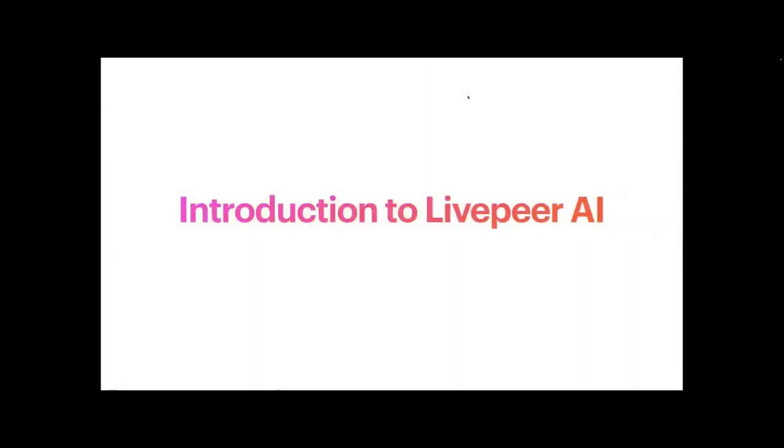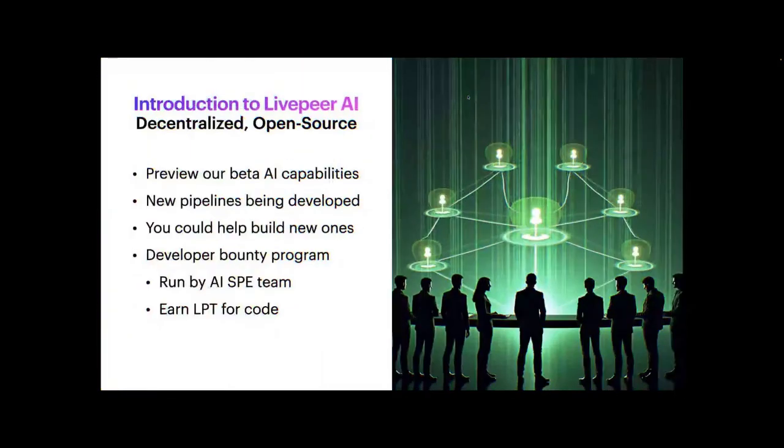So let's get introduced to LivePeer AI. What is LivePeer AI? Well, first of all, it's decentralized and open source. We're designing this to be a decentralized alternative to the incumbents that you may be more familiar with. And I'm particularly excited to bring this to you because this is very early in our AI product launch. So I would consider this beta. A lot of the capabilities that we're working with, we're just now shipping. We're still shipping new pipelines as well. And you can help build them. Perhaps you have an idea for a model that you found on Hugging Face that you think would be really great for your project. Let us know.